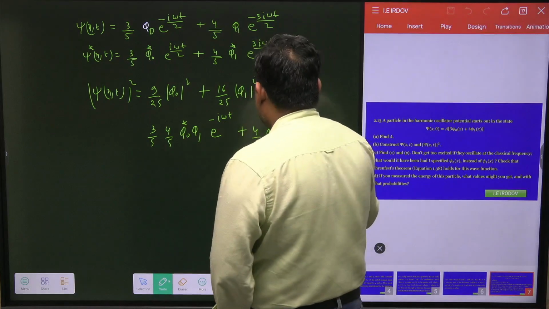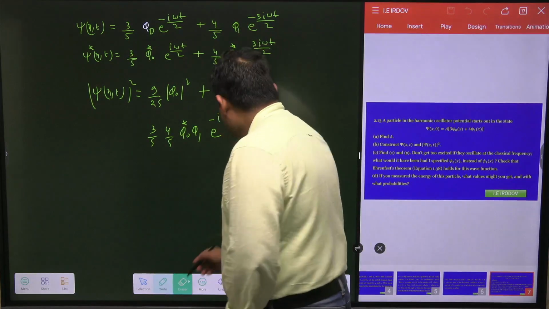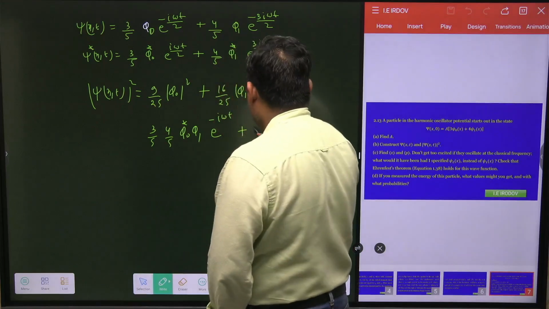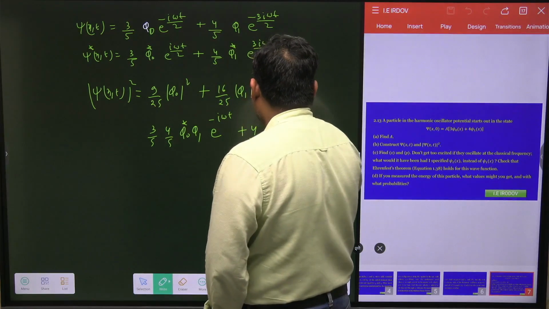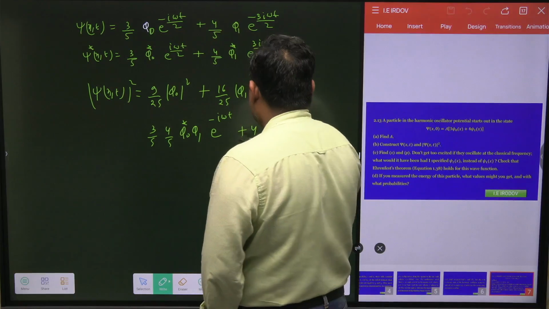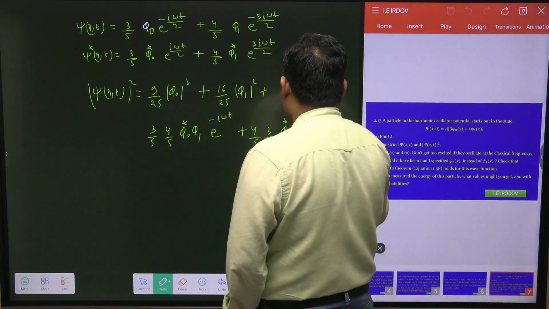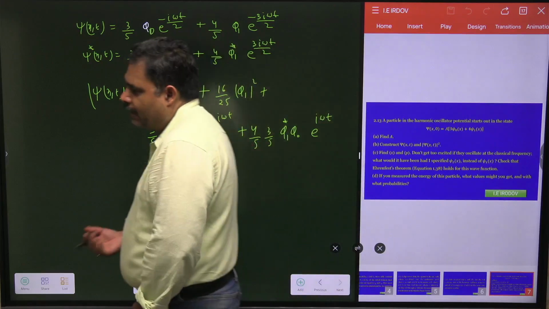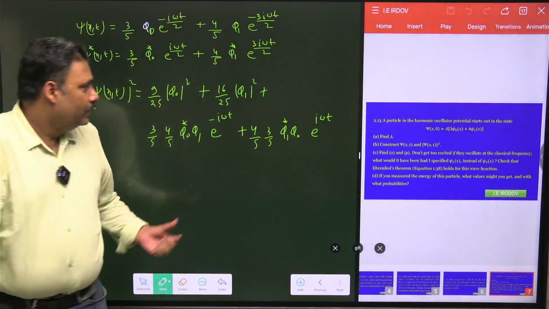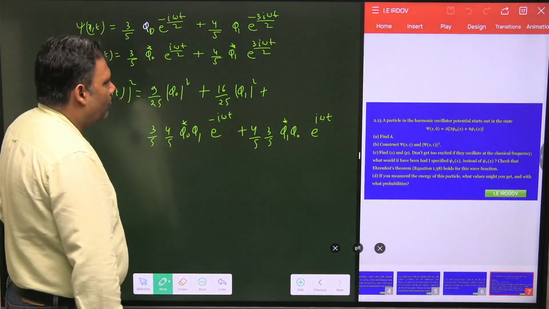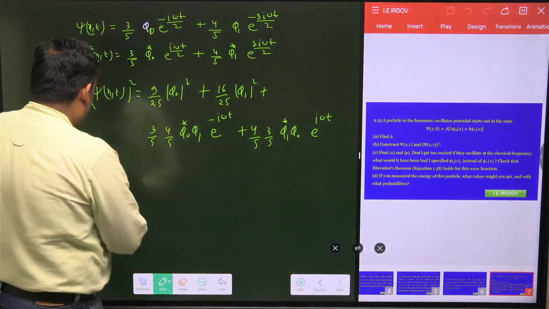and this value, and also we have, sorry, so this value is 4 upon 5 into 3 upon 5 phi 1 star phi 0, and this value is equal to e to the power i omega t. But here we should also know that the functions phi naught and phi 1 are real functions, so there is not any problem. So what can we go for that?